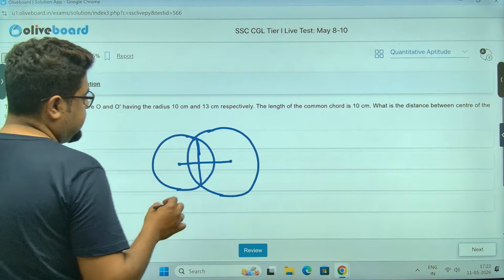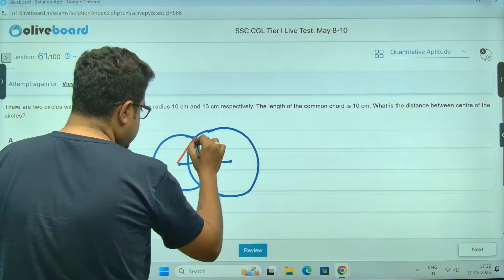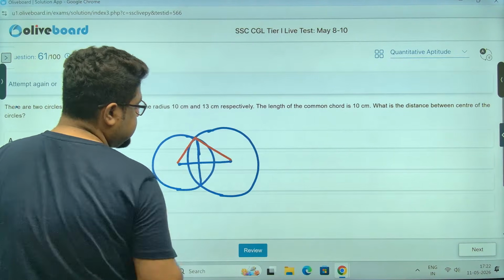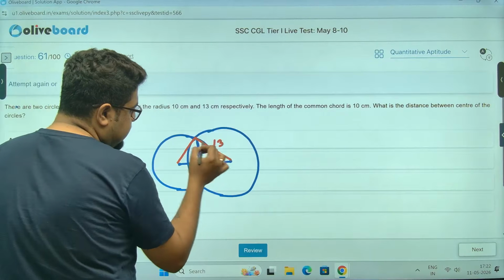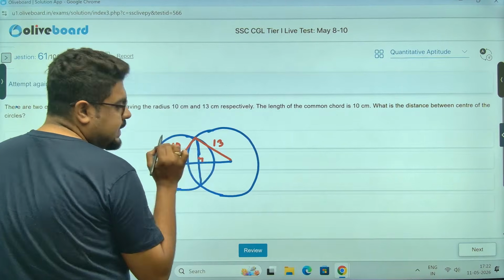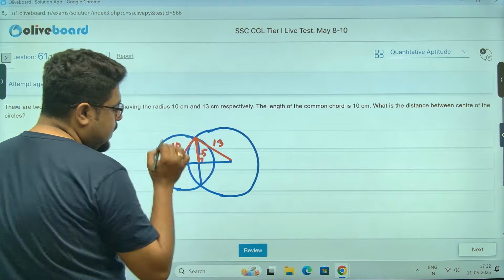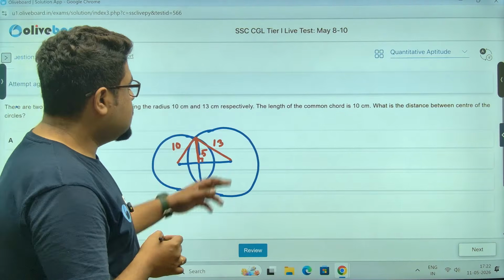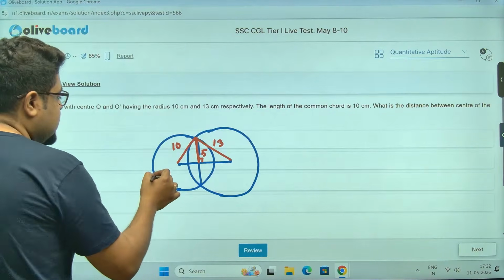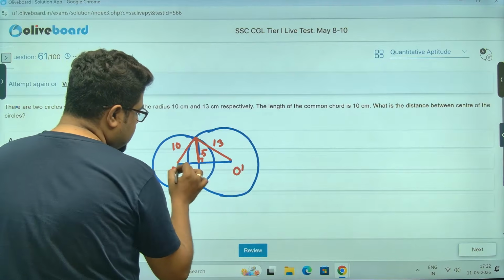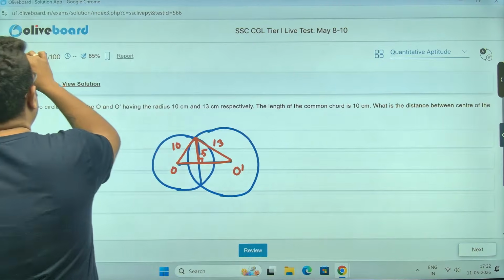This is common chord. Now, this is radius, this is radius. This is 13, this is 10. Now, this is 90 degree. Common chord is 10, meaning, sir, this much will be 5. Correct, everyone? So they are asking distance between the centers. So this is O and O prime, the distance they are asking.